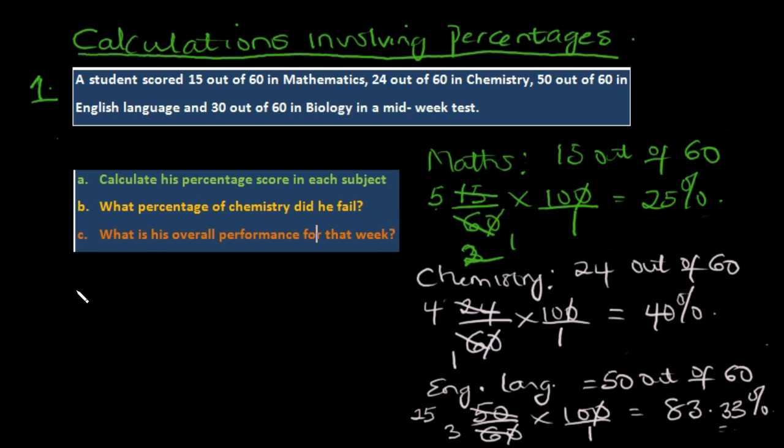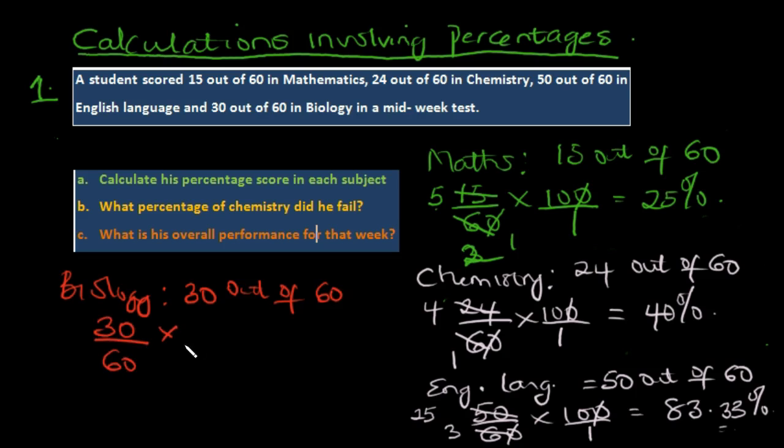What is its percentage score in biology? So in biology, it got 30 out of 60. Converting this to percentage, we have 30 all over 60 multiplied by 100 over 1. So we cancel this, we cancel this. 6 goes here 1 place, 6 goes in 30 in 5 places. So 5 multiplied by 10, you have 50%.